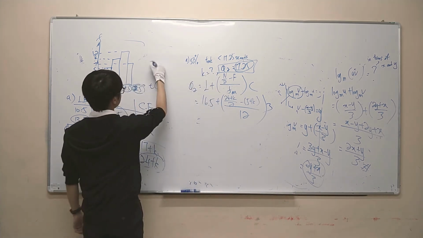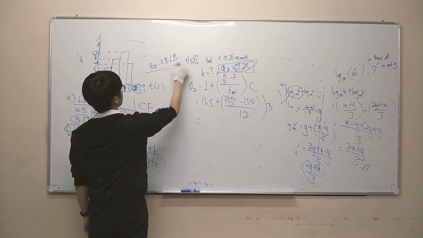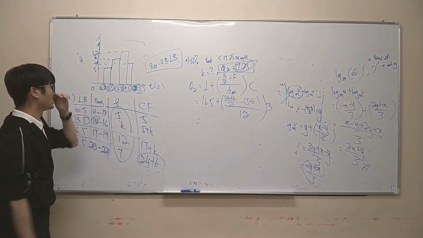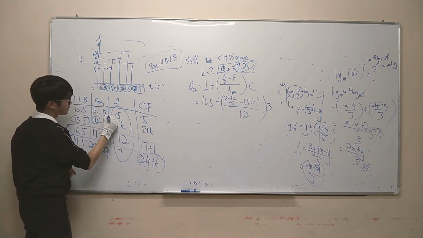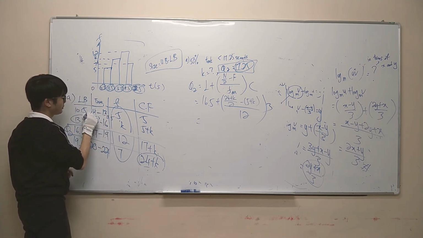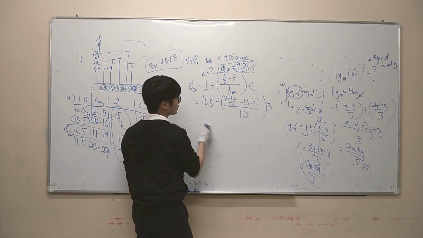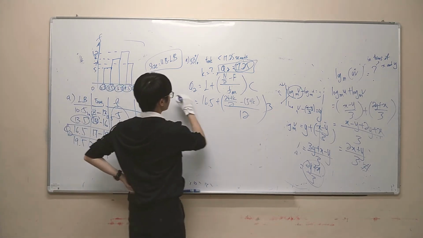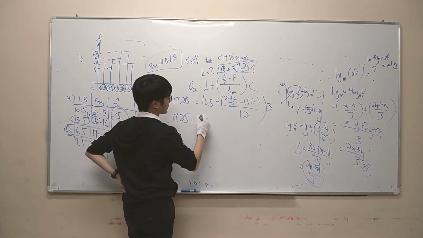Remember, the size of class, you can use the formula. What's the formula? Upper boundary minus lower boundary. So remember this, how to find the size of class. You can find out the upper boundary here is 13.5, the lower boundary is 10.5, and then you minus, you get the size of class. Okay, this whole thing equals 17.25.